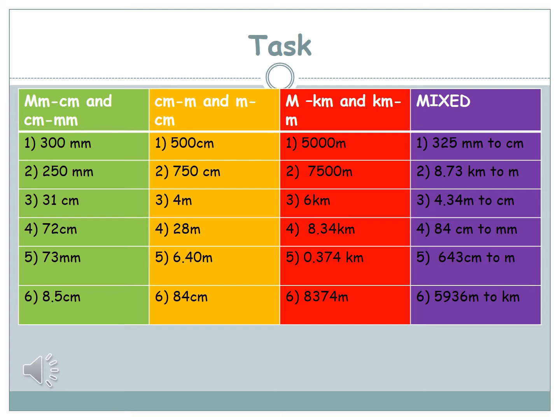So for the tasks for today, all of you are to start on the green section and then move your way up and see how many you can get through. Look at the top of the table carefully and look for the unit of measure. So don't get caught out. Take particular care on the purple grid because they are mixed measurements. So make sure you read the question carefully. And then once you finish those, there are some problem solving activities on the next slide.